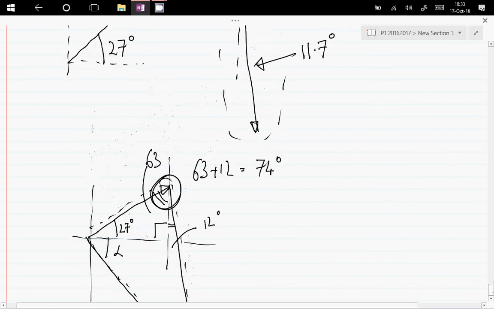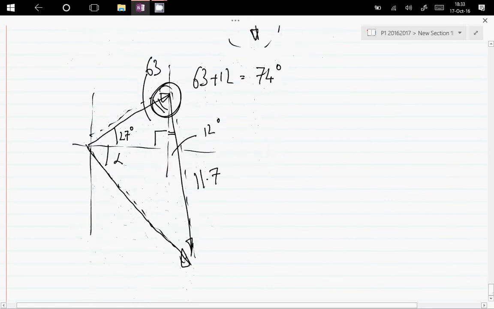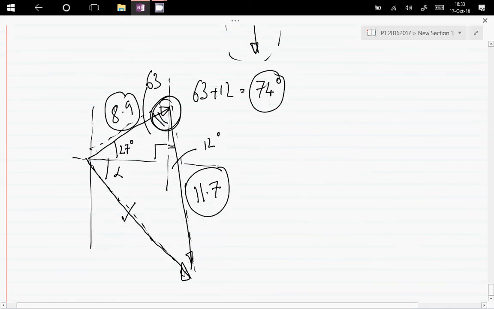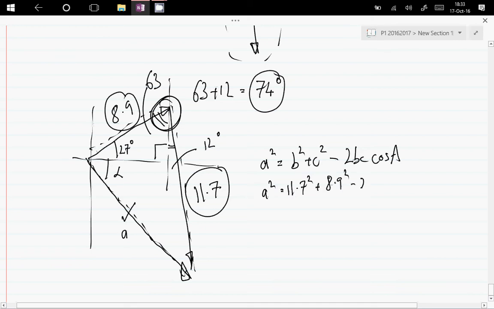So we know the length of the long vector, it's 11.7, okay? We know the length of the short vector, it's 8.9. So by using the cosine law with these one, two, three things, we can calculate this length here. So I'm going to call this A, and I'm going to just do it. So A squared is equal to B squared plus C squared minus 2BC cos A. So A squared is equal to 11.7 squared plus 8.9 squared minus 2 times 11.7 times 8.9 times the cosine of 74 degrees.